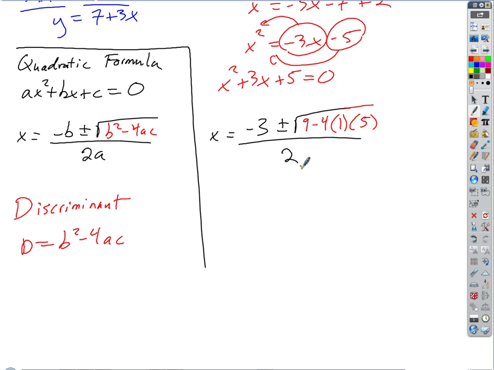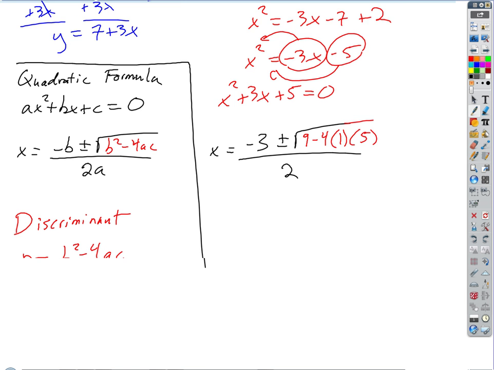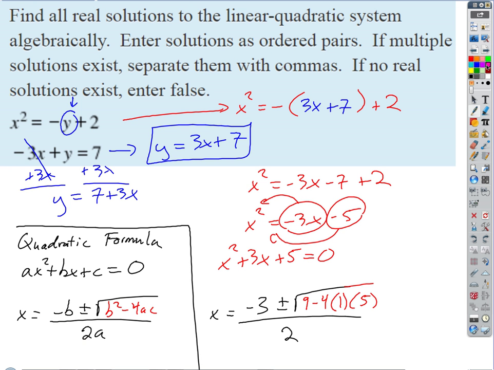But look what we get there. The part under the radical is 9 minus 20. Well, that's negative. And so I can tell right away that I'm going to get i's in my answer. So I can stop right now, because b squared minus 4ac gives me a negative number under the radical. I am not going to get any real solutions. And so we can just enter false.